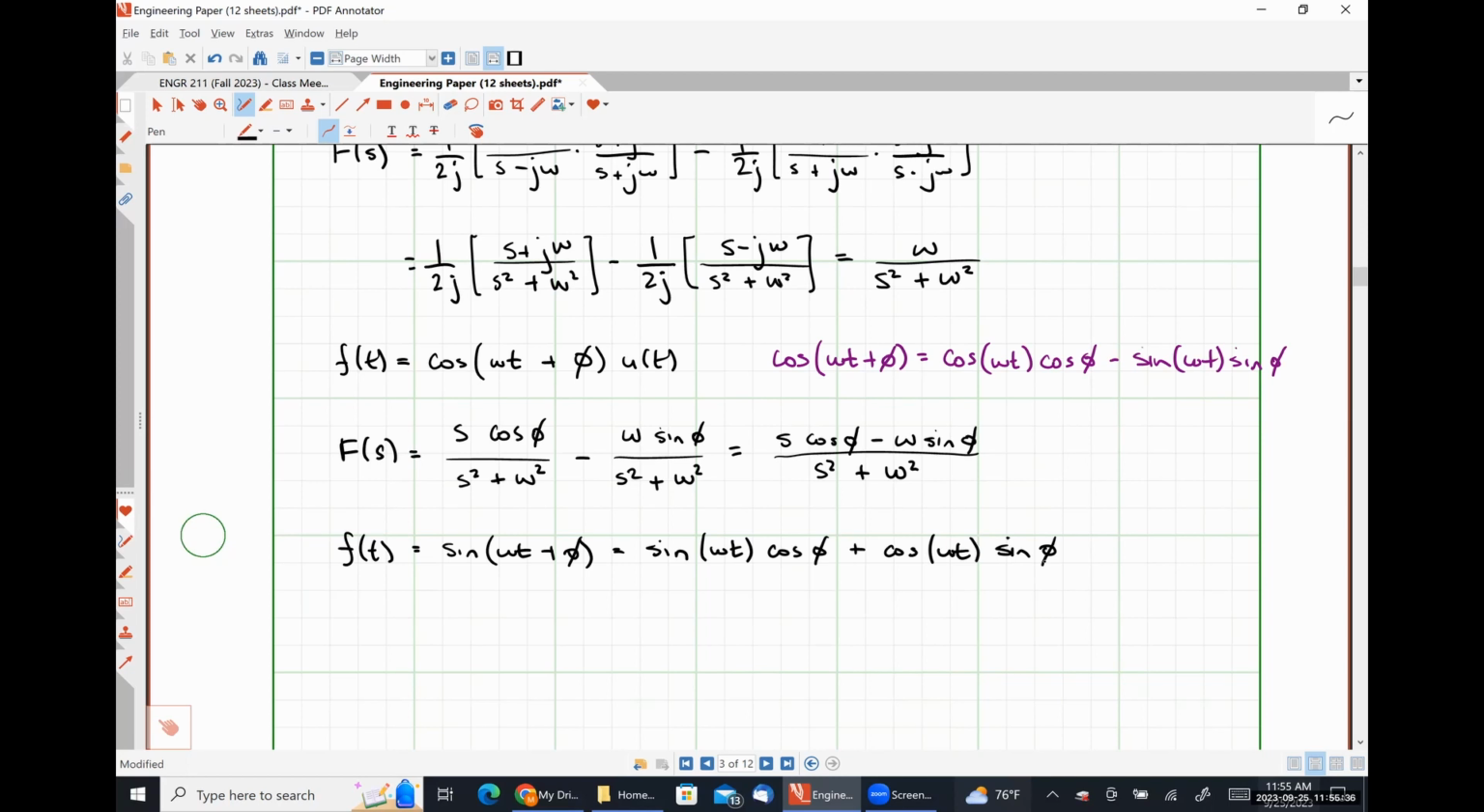Okay. So from this guy right here, we would have omega cosine phi plus s sine phi divided by s squared plus omega squared. Yep. Okay. Good deal. My old man memory isn't failing as much as I thought it was.